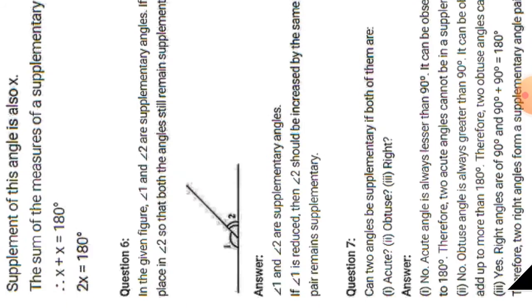And the third one is right angles. If two angles are right angles, each is 90 degrees, and 90 degrees plus 90 degrees will be 180 degrees. 180 degrees means it is a supplementary angle pair. Therefore two right angles form a supplementary angle pair together.